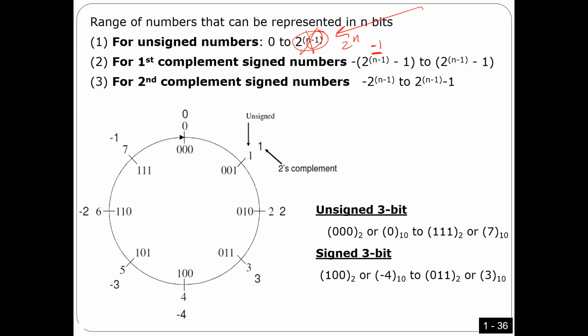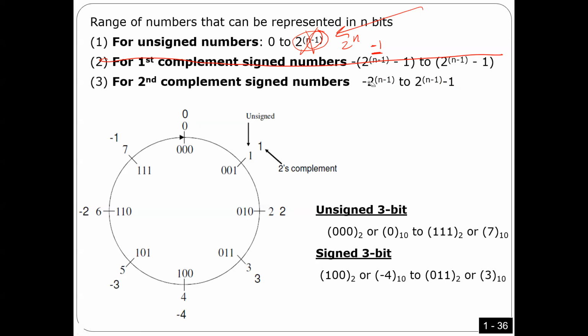So you can ignore the other ones, because we're going to focus only on two's complement. It's widely used. I think all computers now are using this system. Anyway, so if you come here, as I told you, it's going to be minus 2 to the power of n minus 1, until 2 to the power of n minus 1 minus 1. This is the range from negative to positive.